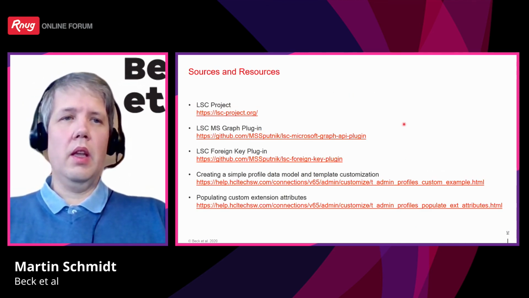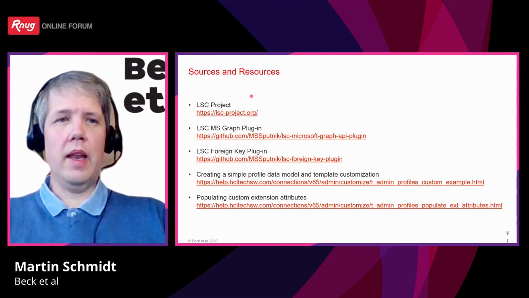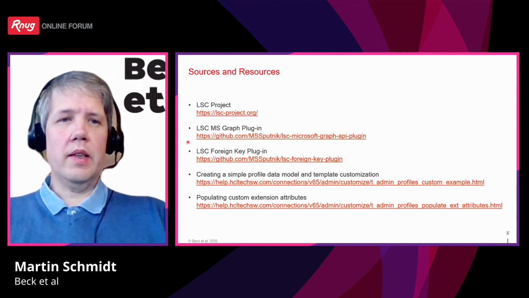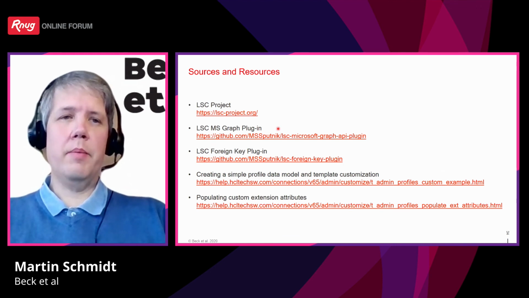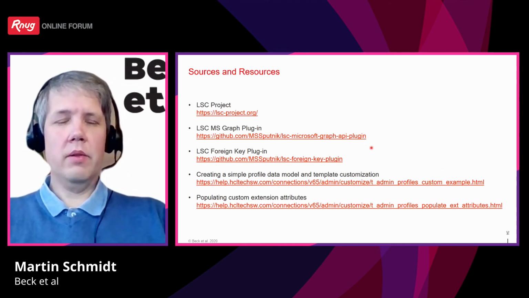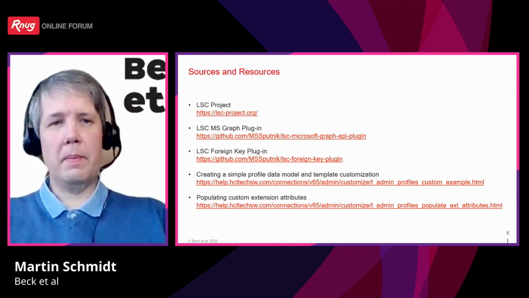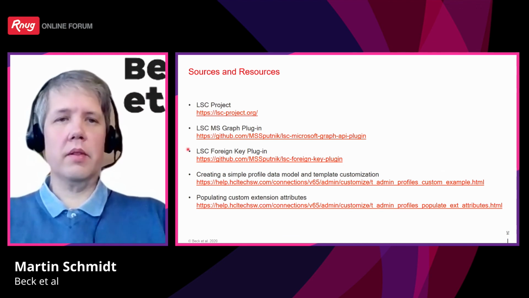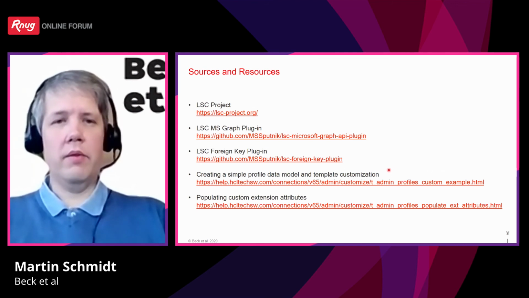So here are the links where you can get more information: the ls tool project by itself, the GitHub repository of the MS Graph API, which I extended to be able to use the user principal name, and the link to the foreign key plugin, which was developed completely by me on my own. And of course, here are the configuration and administration documents from HCL Connections on how to extend this data.